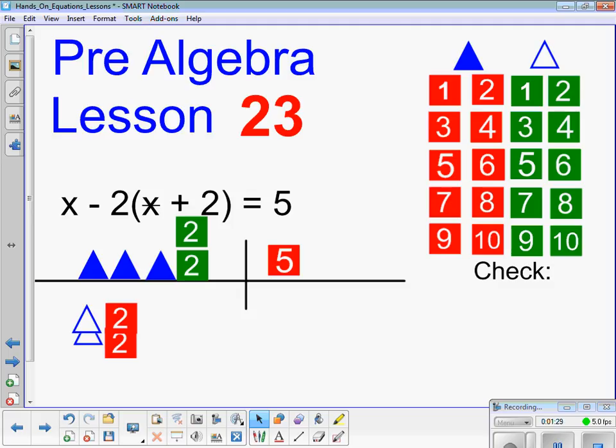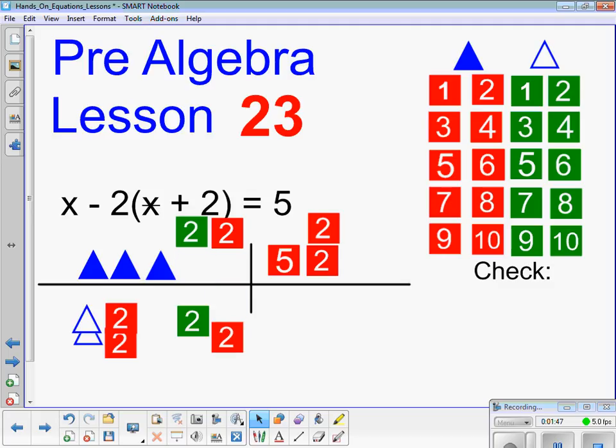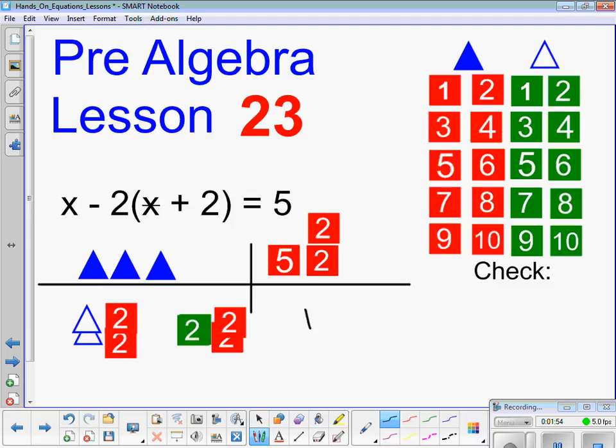Well, that's bad, because what I need to do now is get rid of those green 2s. The only way to get rid of those green 2s is to put a red 2 on both sides to make this thing work out. I have to have those canceling. I've got to have those opposites. So now if I have that, these cancel off. I'm left with 3 x's equaling 9. So that tells me that x has to equal 3.